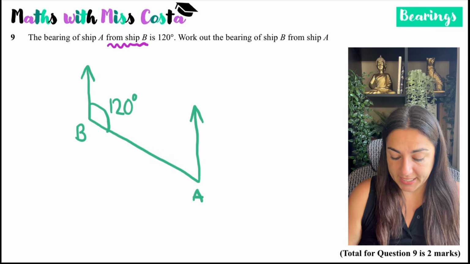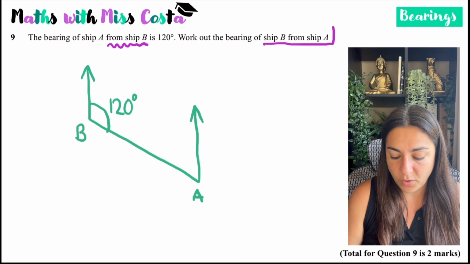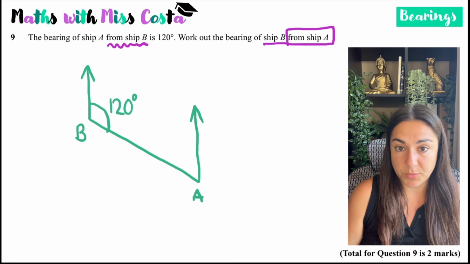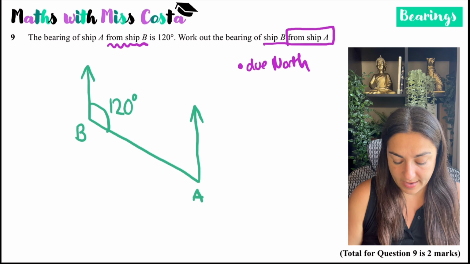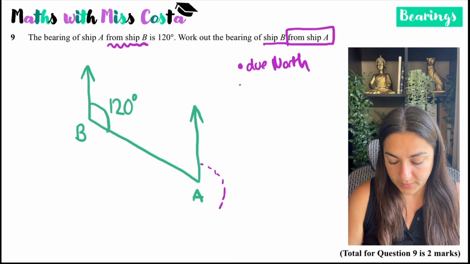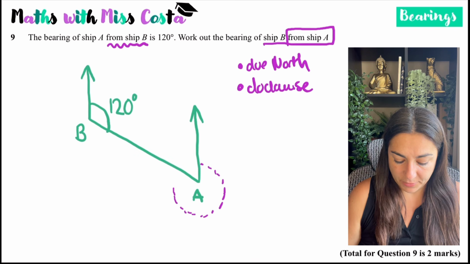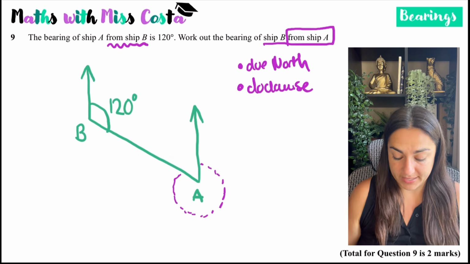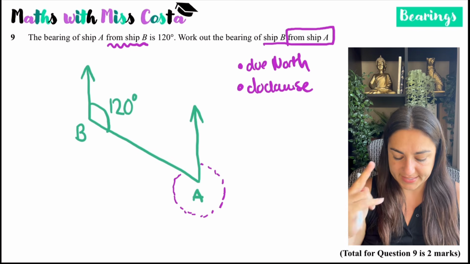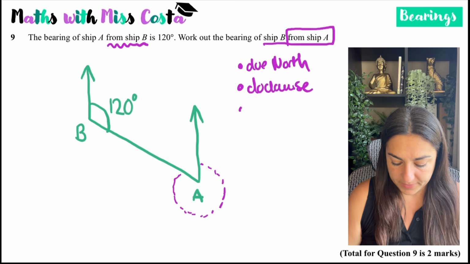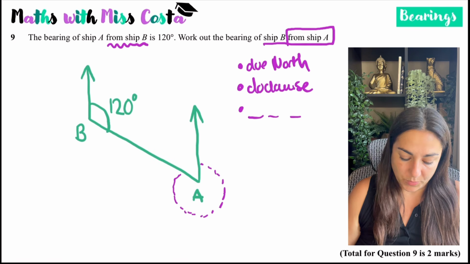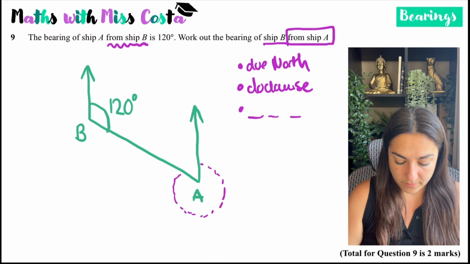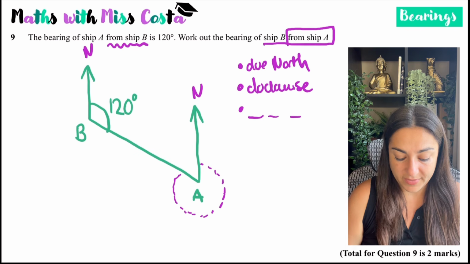Now I need to work out the bearing of ship B from ship A. So what do I do when I have bearings? I always start from due north. So I start from where the bearing line is, and I always have to go clockwise. So I'm going to be working out this angle here. That's the bearing. Due north, clockwise, and you have to write it as a 3 figure thing. So always do that. So what do I need to do? Well, I know that these two are due north. So therefore, this is parallel lines.